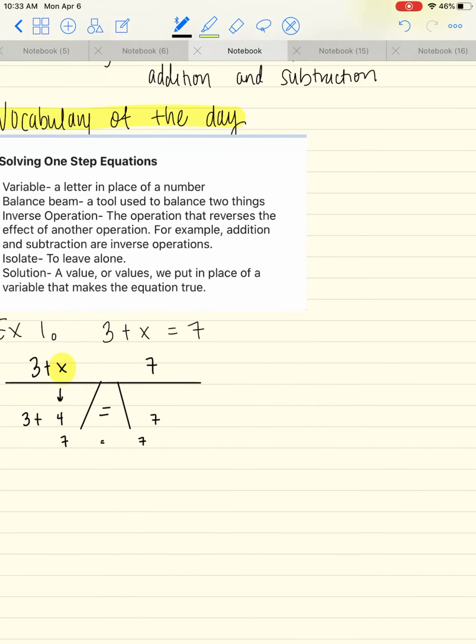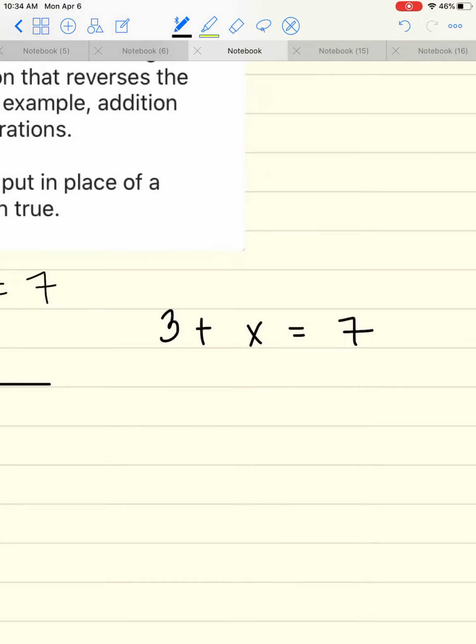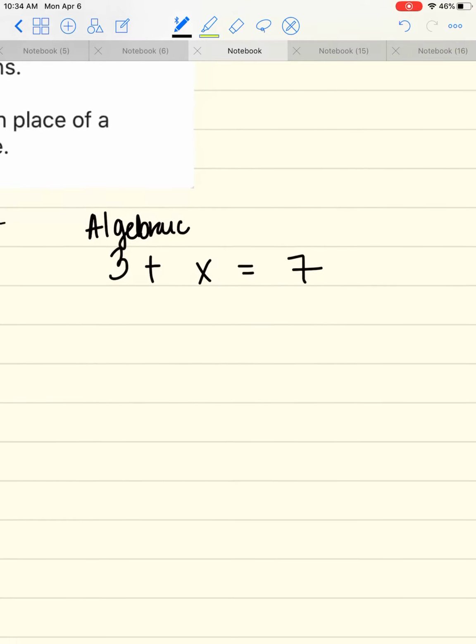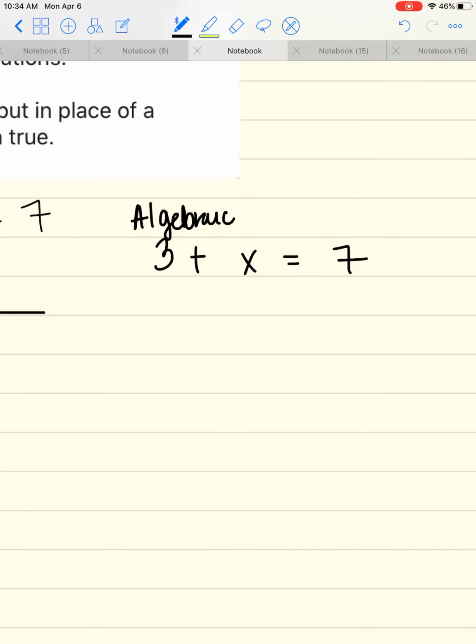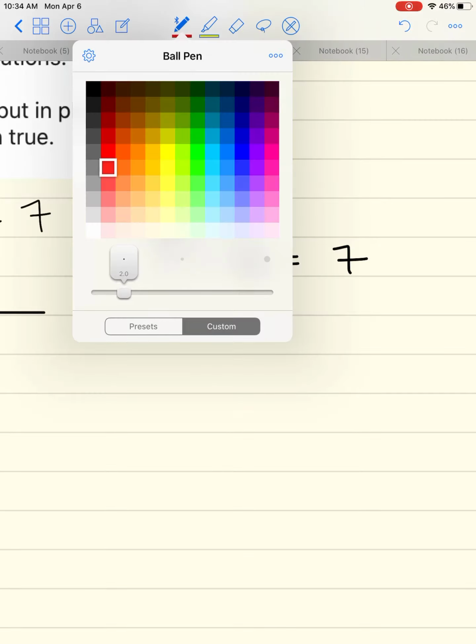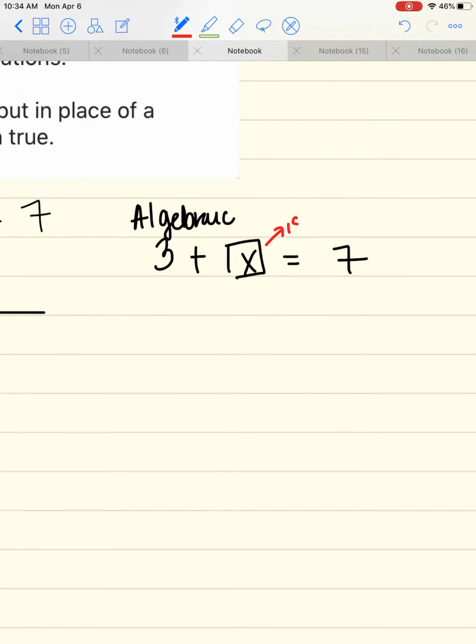So let's go ahead and take a look at our equation. And I'm going to write it down. I have 3 plus x equals 7. So I know that x equals 4, but you want to prove this algebraically. So this is the algebraic way of proving this. So the first thing you want to do is identify your variable. What is our variable in this case? Our variable is x. Now, what do you want to do with that variable? You want to isolate it. You want to make it be by itself, right?